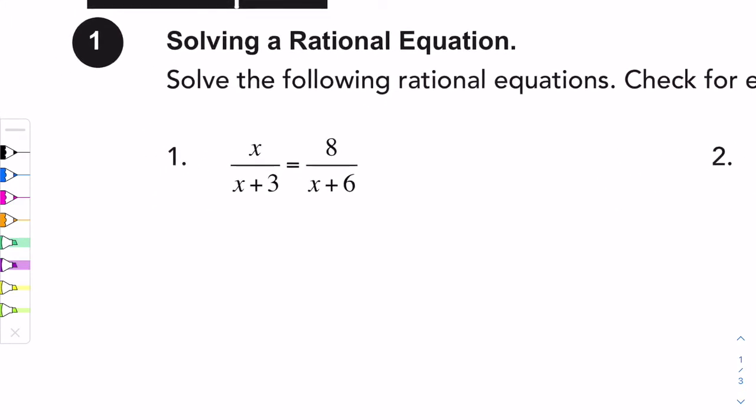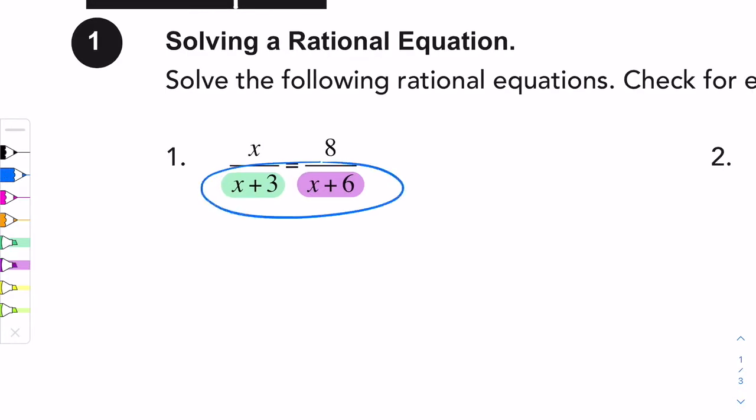For number 1, we have x over x plus 3 is equal to 8 over x plus 6. So the first step in the directions is to make sure you have one single fraction on each side, which we do. So we can skip over the first step. But then we have to determine the common denominator between the two fractions. So I'm looking at these two denominators. They don't have anything in common. So the lowest common denominator between the two of them is going to be x plus 3 times x plus 6.